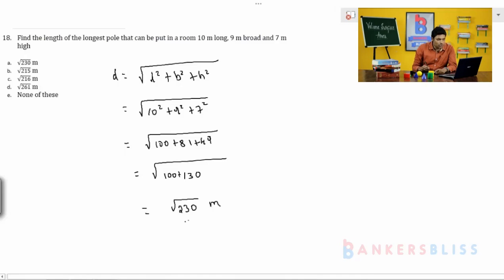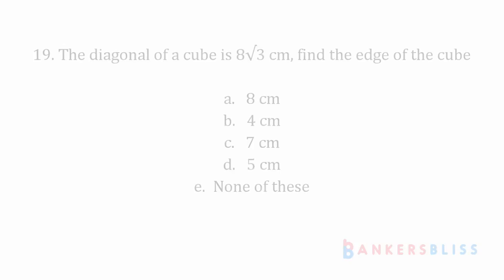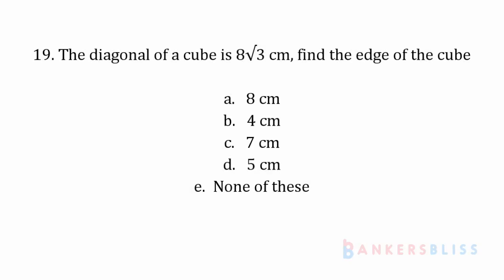Root of 230 meters. So this is the longest pole we can place in a room. So your answer is root of 230 meters. Okay, so let's move on to the next problem, problem number 19. See here, the diagonal of a cube is 8 root 3. Find the edge of the cube.